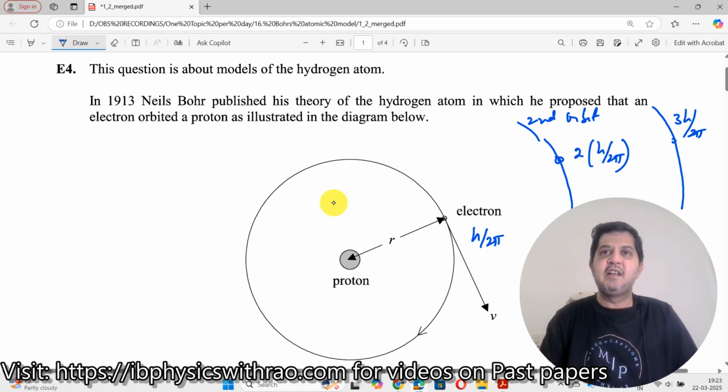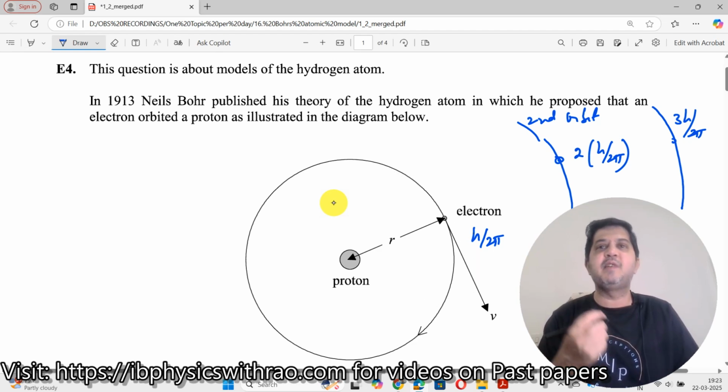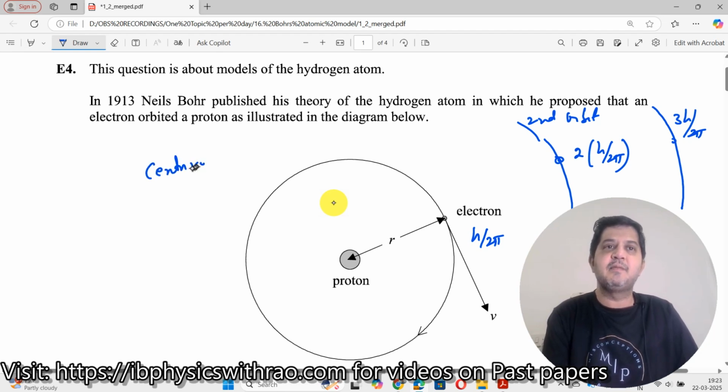The reason is because according to Maxwell's electrodynamic theory, if at all an electron accelerates, then it will lose energy. It will radiate energy. What do you mean by that? When a particle is moving in a circular path, definitely it has to accelerate. Why accelerate? Even if it is moving with a uniform velocity, uniform speed, why should it accelerate? If you ask me this question, we know that whenever a particle is moving in a curved path or a circular path, it has an acceleration due to change in direction. That acceleration is called centripetal acceleration.